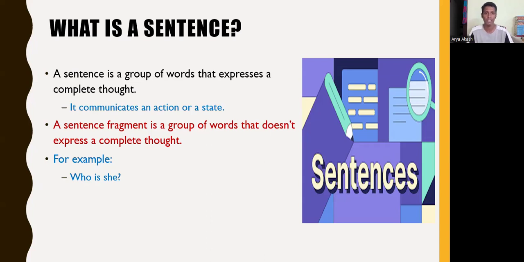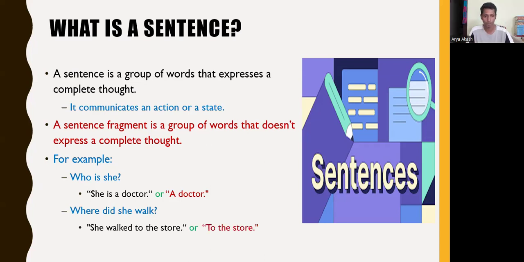But if you were to tell this in a complete sentence by using a statement, then what should be the answer? She is a doctor. So she is a doctor is a complete sentence. It's a sentence or a statement. A doctor is a sentence fragment. Same way, where did she walk? The answer can be she walked to the store, or she walked to the washroom, she walked to the kitchen, whatever it could be. The sentence fragment is to the store. So this is what a sentence and a sentence fragment are.